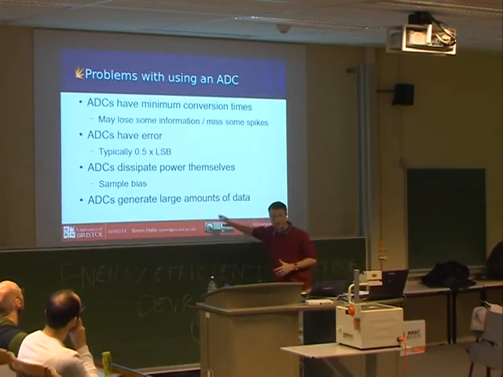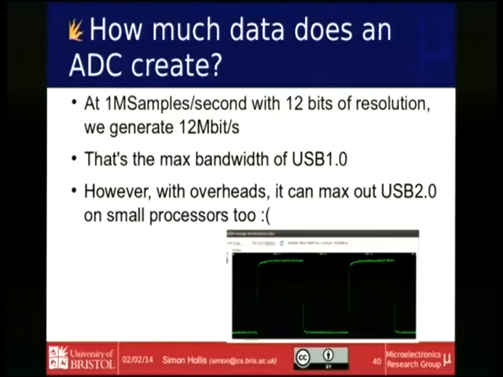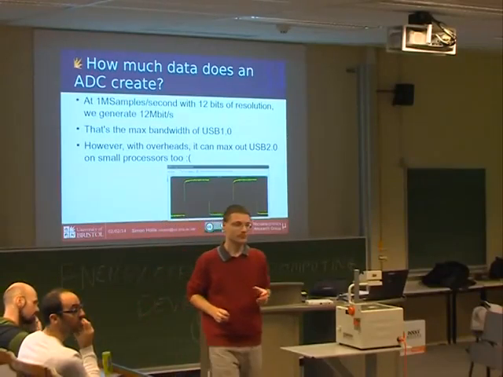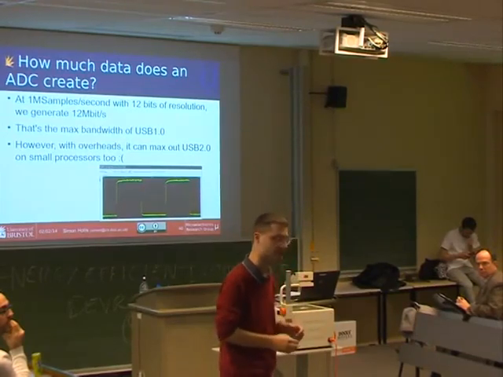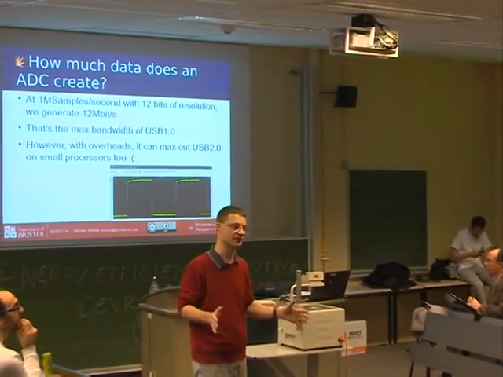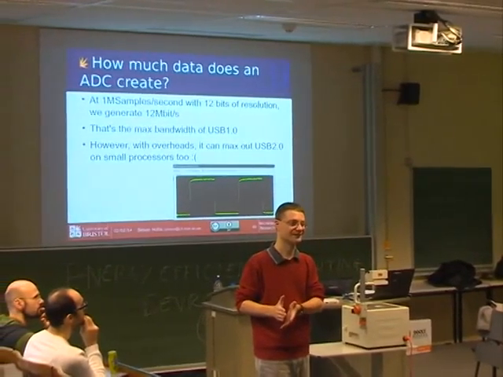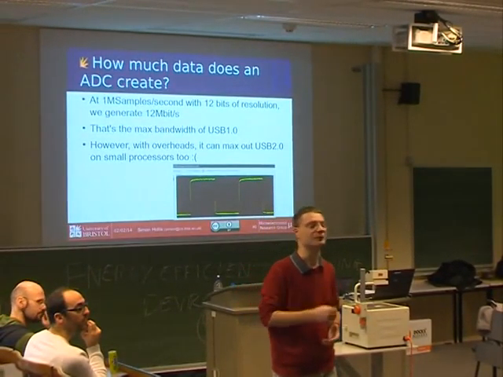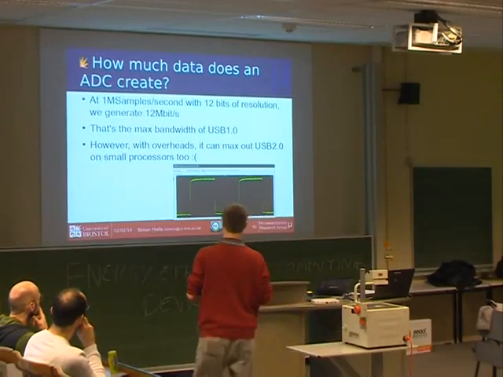And the final one: they generate quite a large amount of data, even a small, quite slow ADC. Excuse me, how do we have to treat this precision? Half an LSB, the least significant bit. So if you've got a 12-bit representation, the bottom bit is 0 or 1, plus or minus 0.5. Yes, you're right, sorry, the least significant bit.